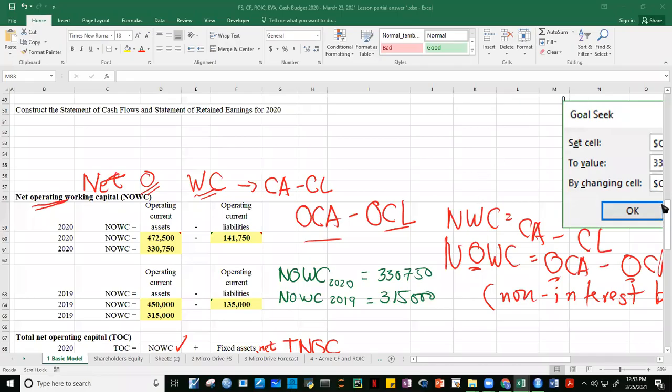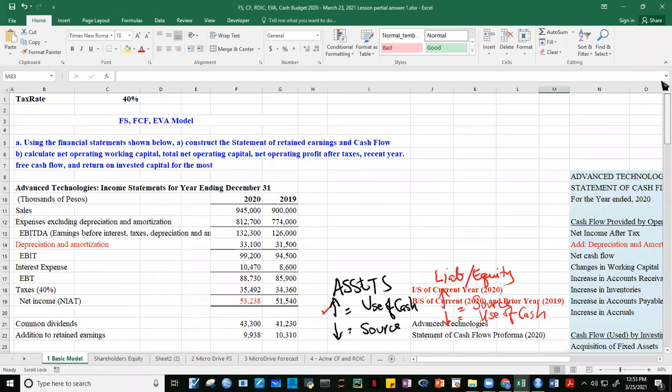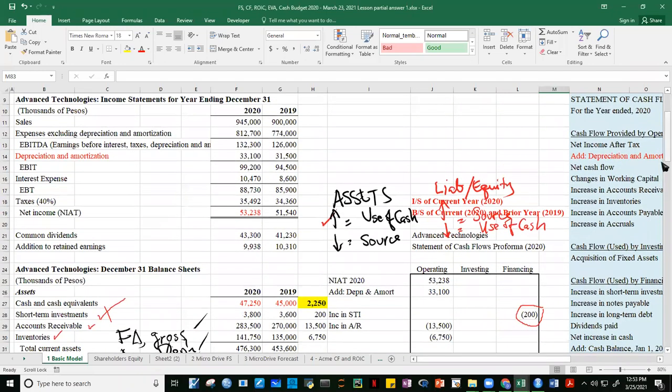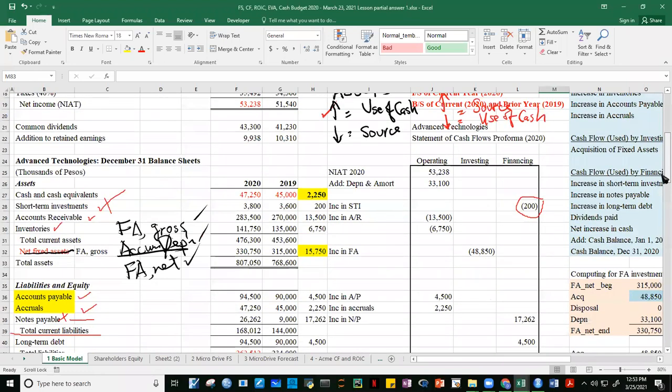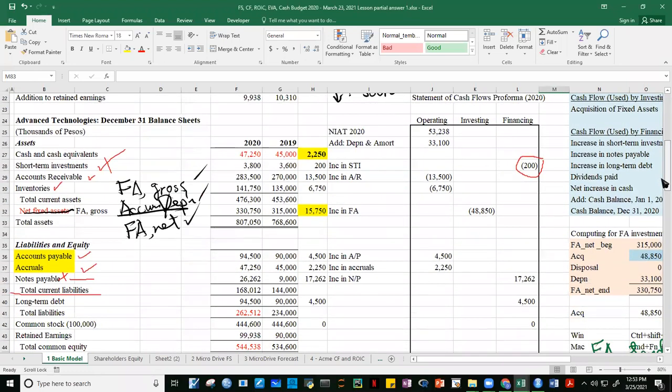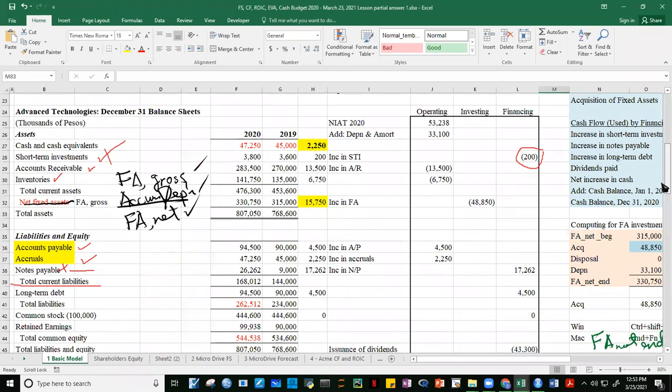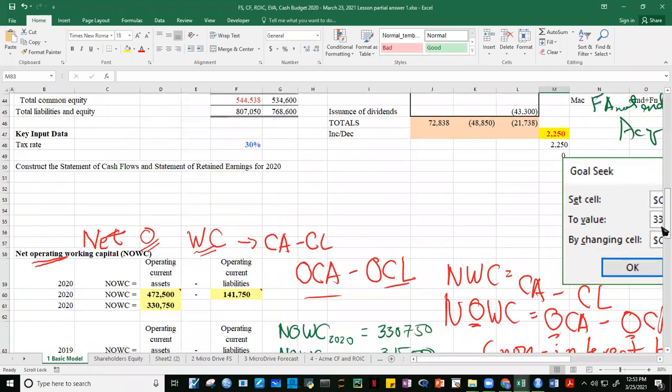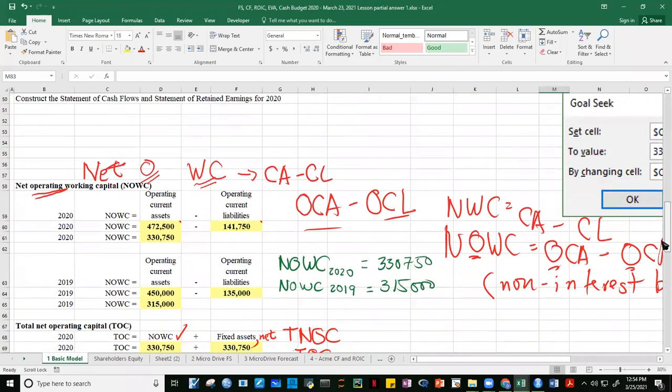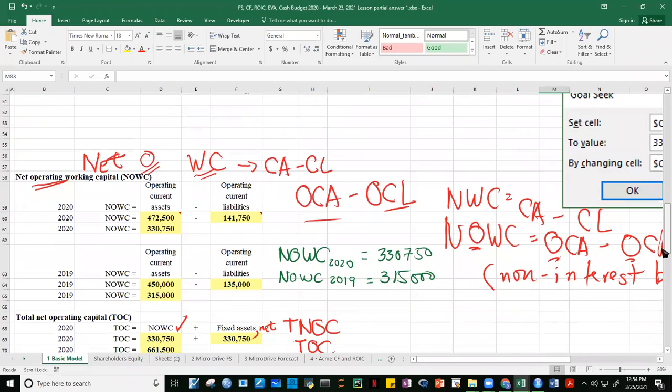Okay, so today we're going to continue our discussion on the financial statements we were working on for this company, Advanced Technologies. So we have learned how to construct the statement of cash flows using a template. Using a template, we said, was a very helpful tool in order for us to easily create the financial statement of cash flows.